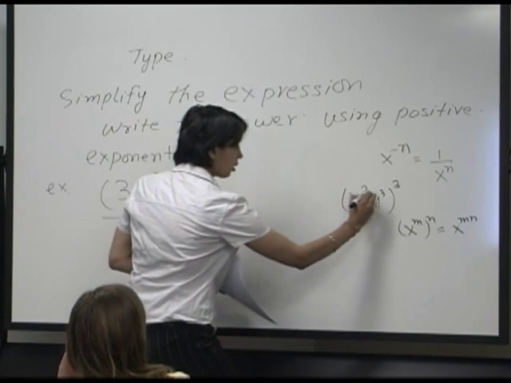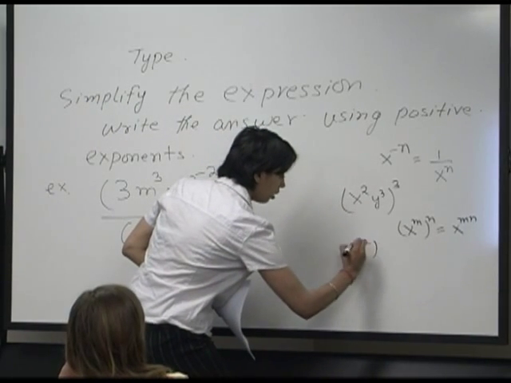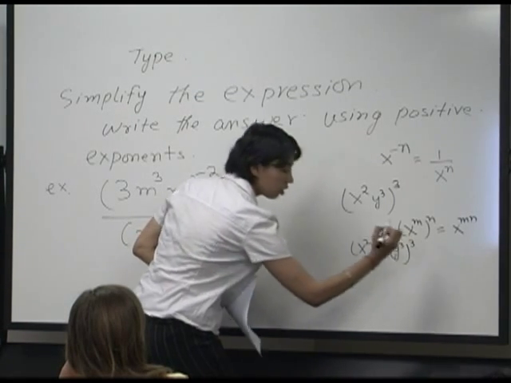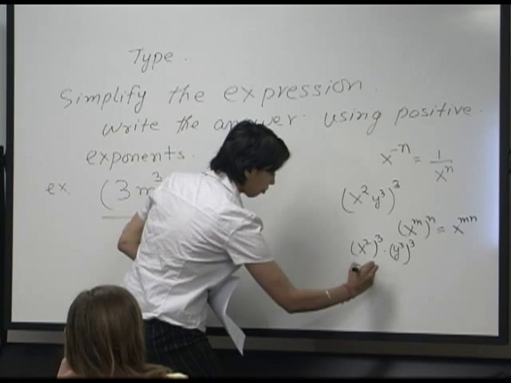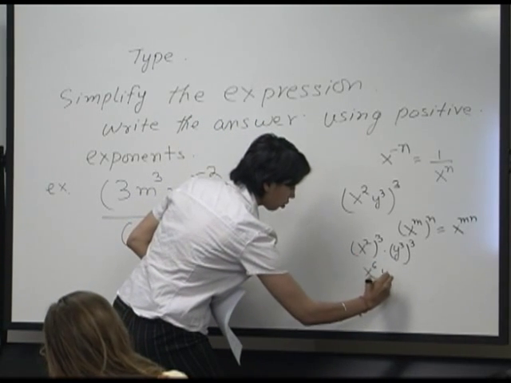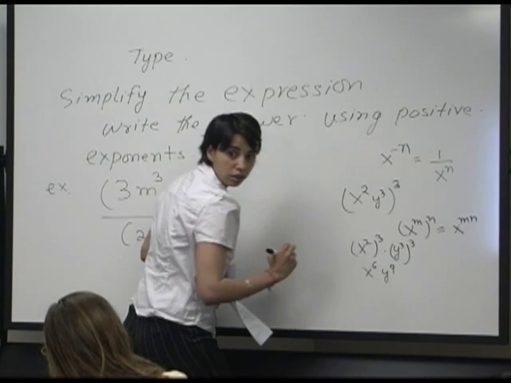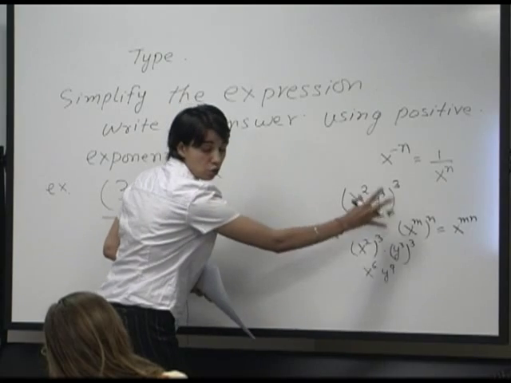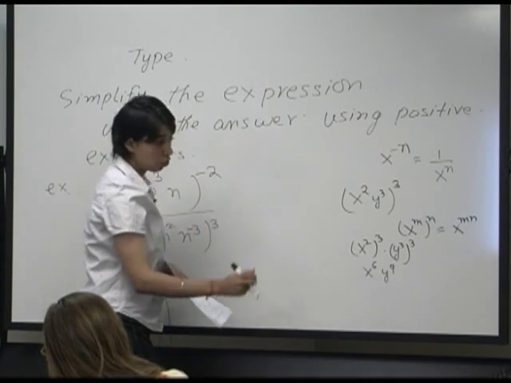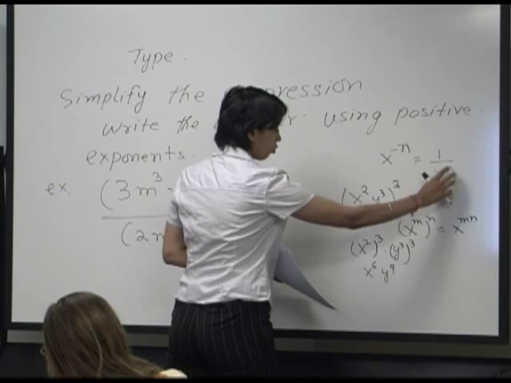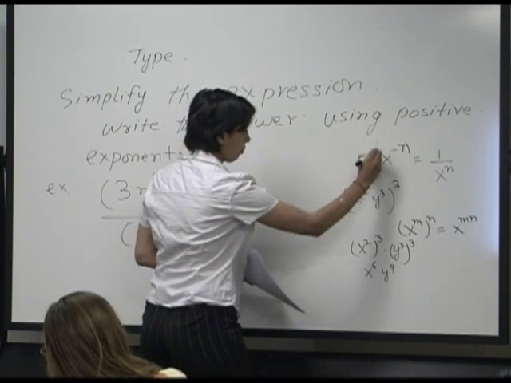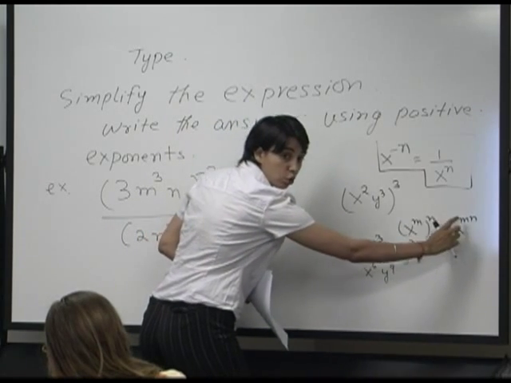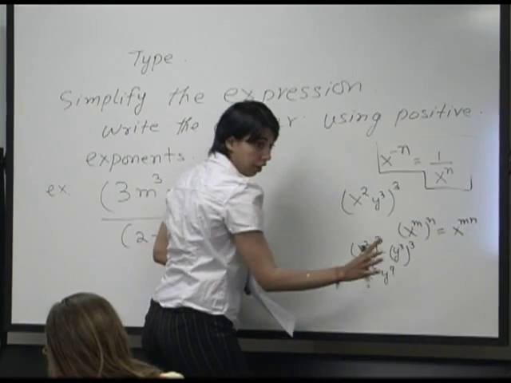That means x squared to the 3 and y cubed to the third exponent become x to the 6 and y to the 9. You multiply the exponents. Now I have this. This is just to refresh your memory: x to the negative n is 1 over x to the n, and if you have a power to a power, you multiply the exponents. You don't add them.